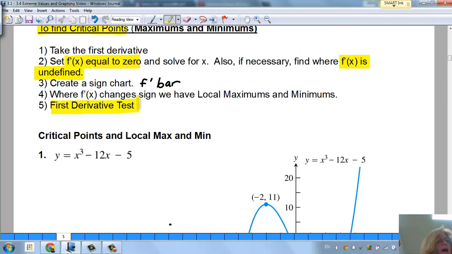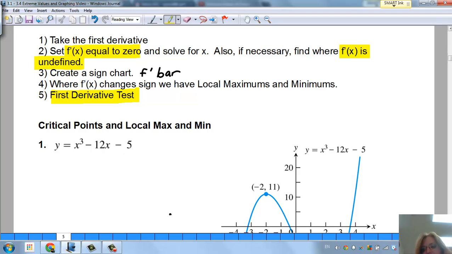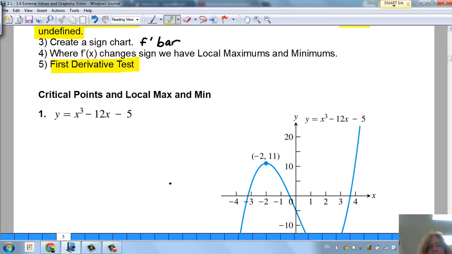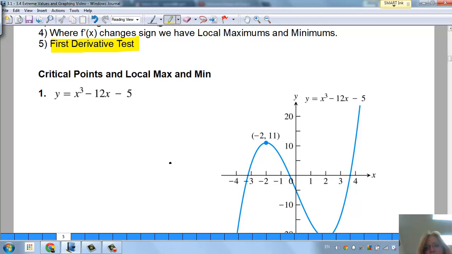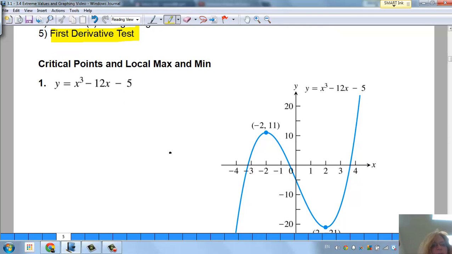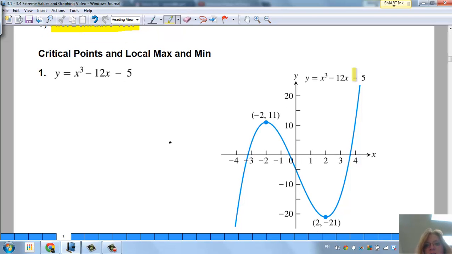All right, so I'm going to model how it works. Have your graphing calculator ready so you can check things and go along with me. I actually have this function, y equals x cubed minus 12x minus 5. It's cubic and positive, so I know my right tail is up. I have 2 turns in it, and if I asked you to graph the derivative, you would have only 1 turn. But I'm not asking you to graph the derivative. We're going to find by calculus where the maxes and mins are.